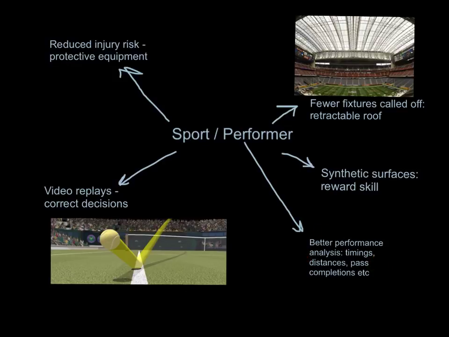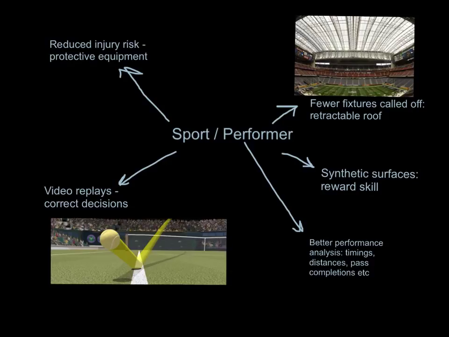And also other kinds of technology such as timings, distances, Prozone stats, pass completion rates. We can do great performance analysis, so you, the athlete, can analyse your performance to a high level and see where you're going right and where you're going wrong. So there are a lot of advantages of different types of technology being brought into sport for the sport or the performer. So what about the disadvantages then?